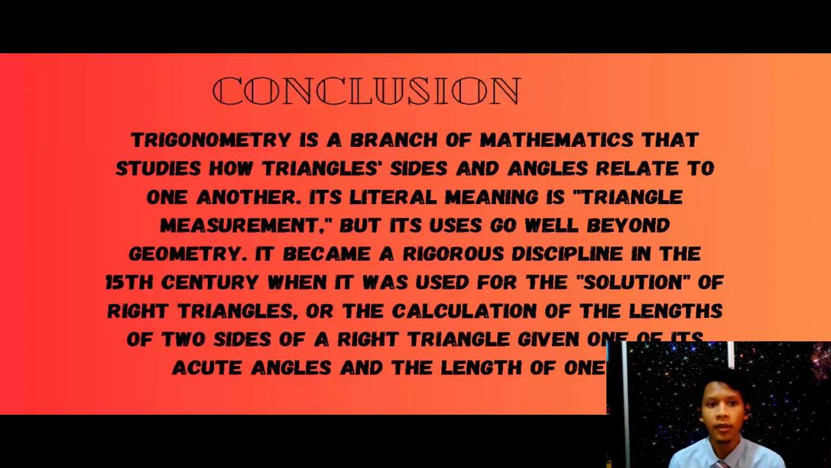For the conclusion, we can say that trigonometry is a branch of mathematics that studies how triangle sides and angles are related to one another. Its literal meaning is triangle measurement, but it goes well beyond geometry. It became a rigorous discipline in the 15th century when it was used for the solution of a right triangle, or the calculation of the length of two sides of the right triangle, given one of its acute angles and the length of one side. That's all from us.